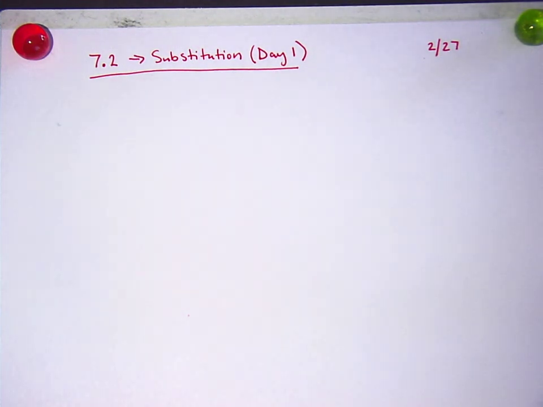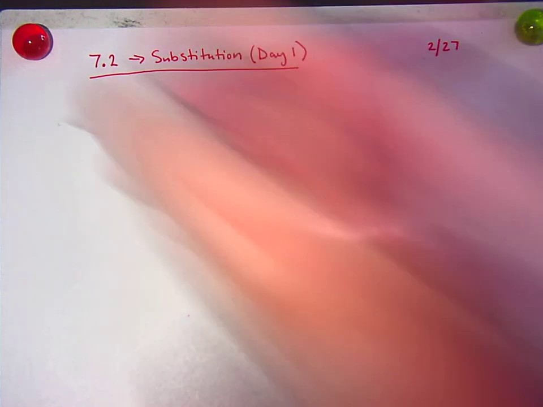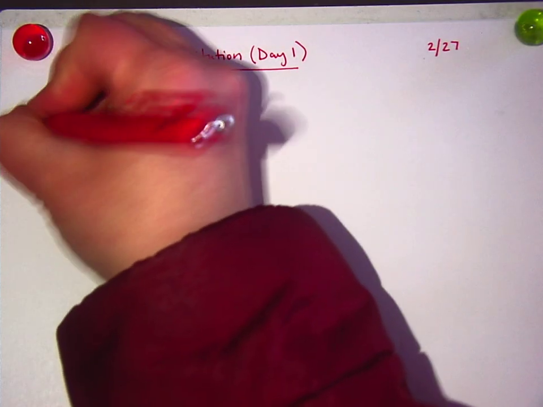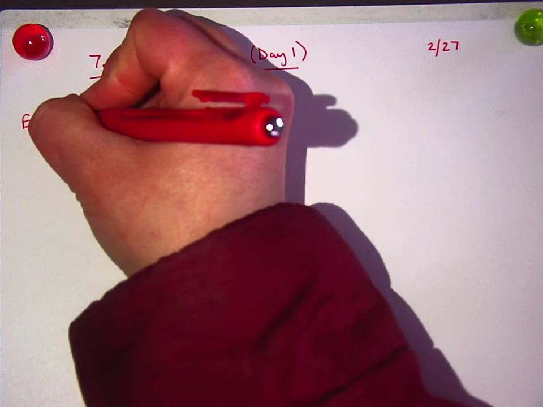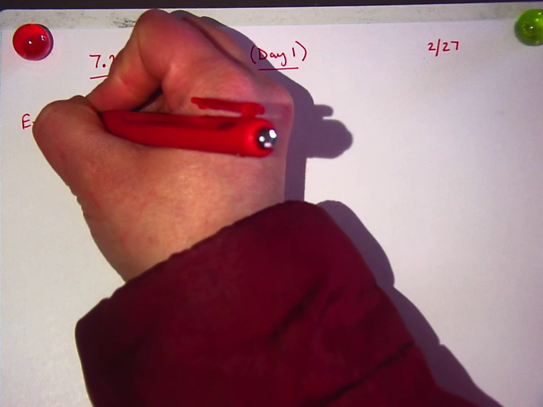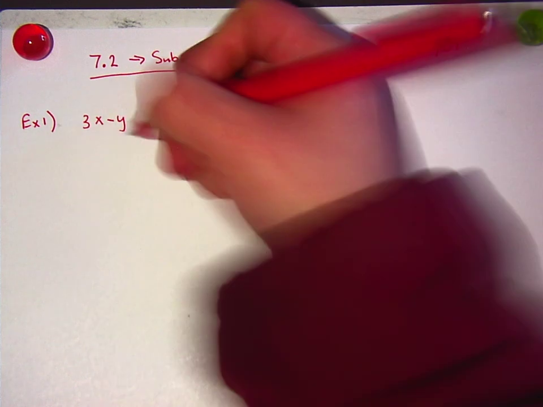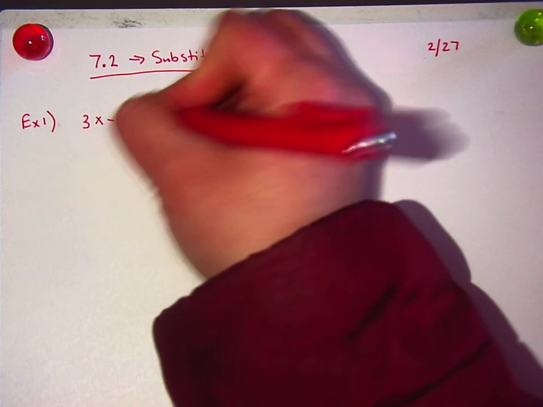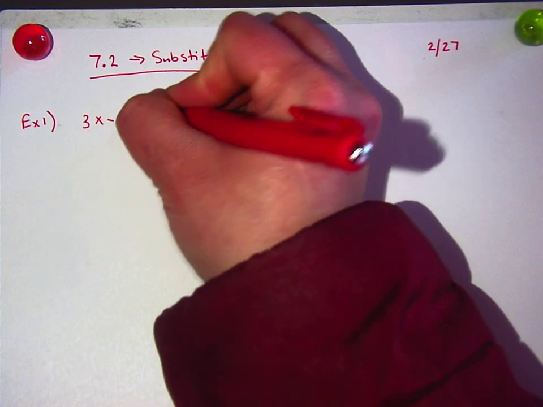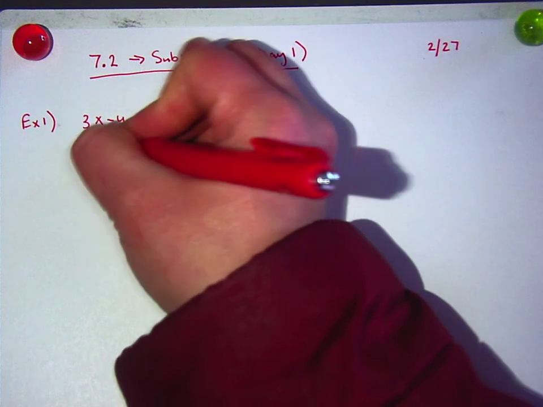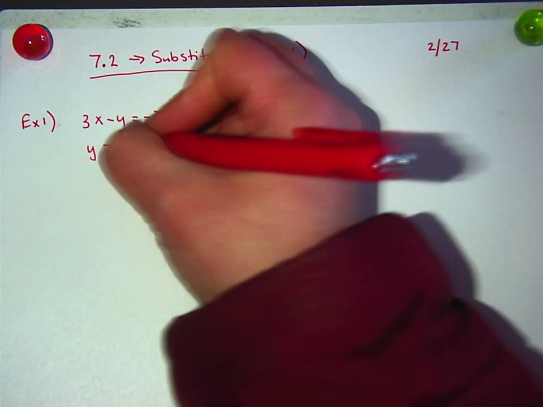Okay. So let's start with this example. 3x minus y is equal to negative 7. And then y equals 4x plus 11.